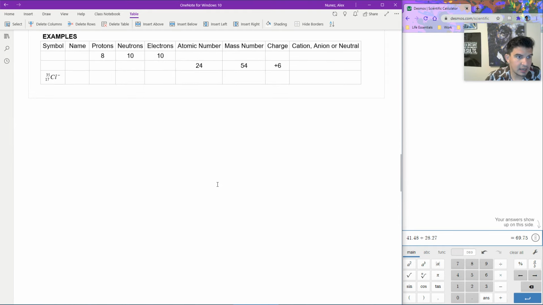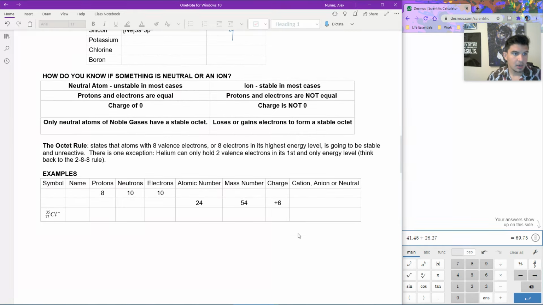Lastly, we looked at ions and ion configuration. We know that neutral atoms are unstable in most cases. They have an equal number of protons and electrons. They have a charge of 0, but they do not have a stable octet, and that should be ringing some bells. Remember, the octet rule tells us that atoms with 8 valence electrons, or 8 electrons in their highest energy level, are going to be stable and unreactive. And then the one exception is helium, which can only hold 2 valence electrons.